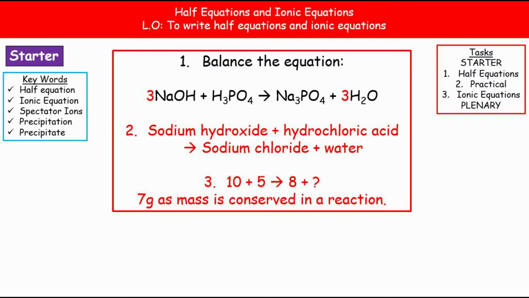And then for question 3, what we should have is 7 grams, and the reason is that mass is conserved in a reaction. If we look at the reactants, we had 10 grams of one and 5 grams of the other, so a total mass of 15 grams of our reactants, and we know that one of the products was 8 grams. So 15 minus 8 gives us 7 grams.